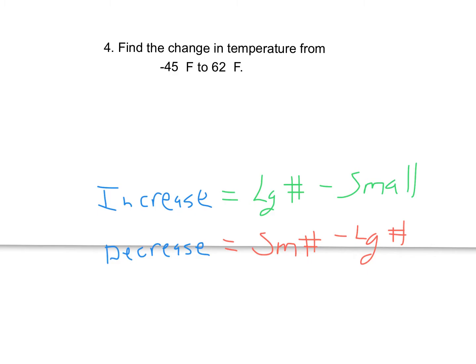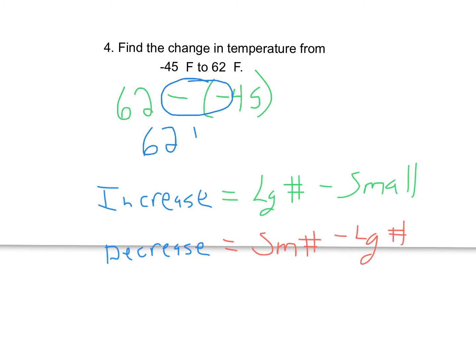Since this is an increase, we're going to take the largest number, 62, and we are going to minus the negative 45 from it. Now, since we are dealing with a double negative, if I'm minusing a negative, I'm really just adding. So 62 plus 45. So I get a temperature change, when I put this all together, of 107 degrees Fahrenheit.